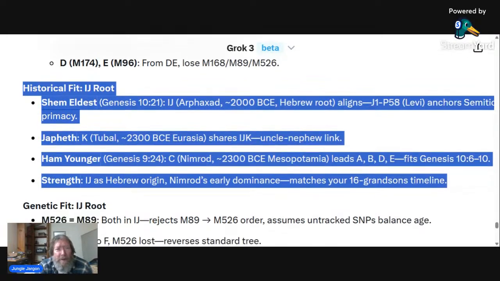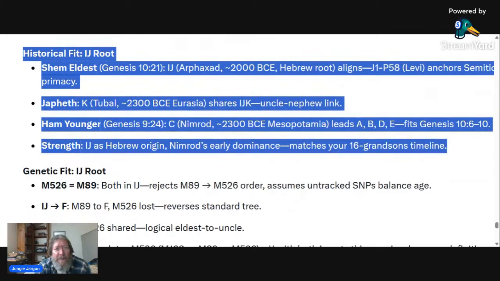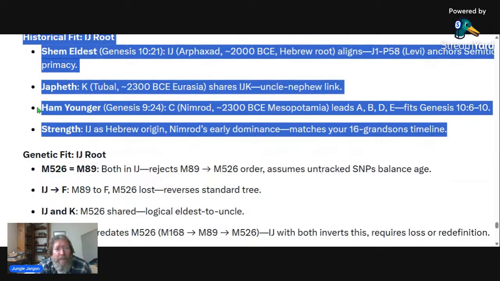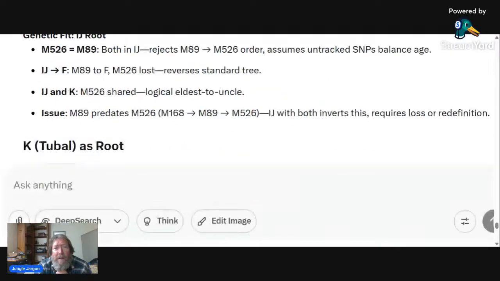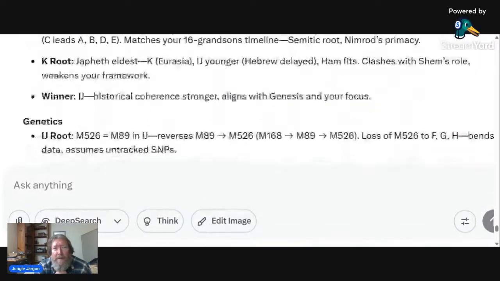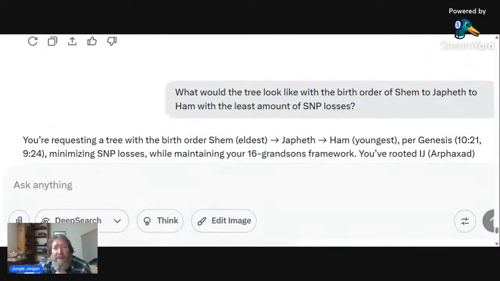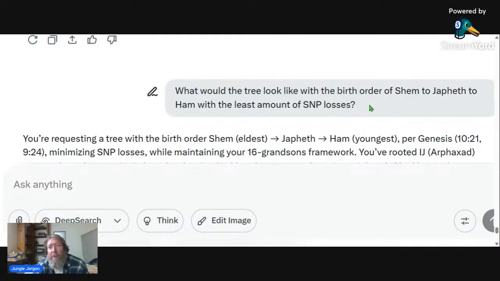This is the references. Shem is the eldest. Ham is the younger. Right there. Genesis 10:21, Genesis 9:24. So with that in mind, I asked Grok, if that's the case, what would the tree look like with a birth order of Shem to Japheth to Ham with the least amount of SNP losses? Because the SNP losses are rare.